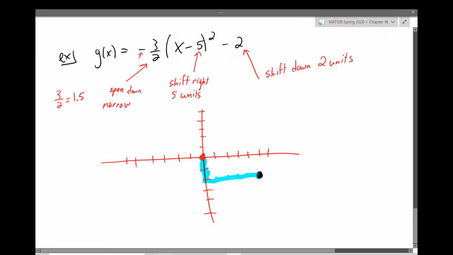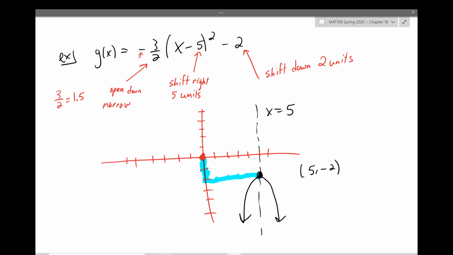If you wanted to, you can label it from here. That's the vertex (5, -2). Now it's going to open down and it's going to be narrow. Open down and it's narrow. And my axis of symmetry, I'll just write it in black, is going to be x equals 5. That's it for this section. That's as hard as it gets. It's just being able to read and then translate based off of the information that you're given.